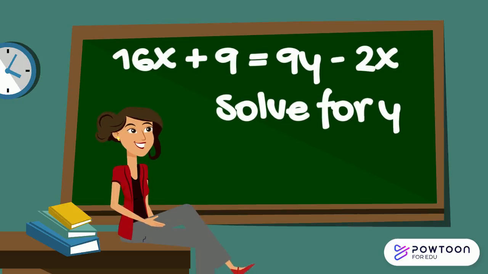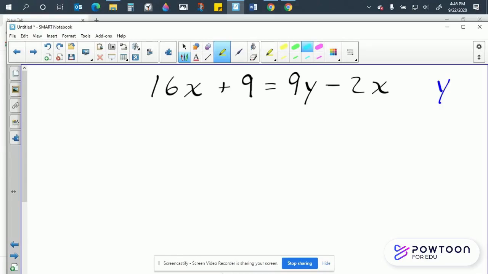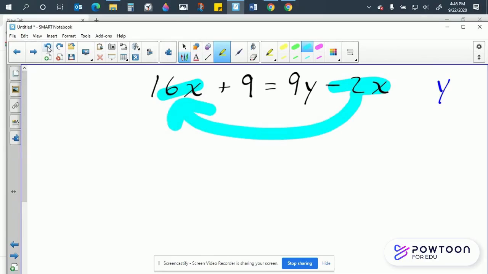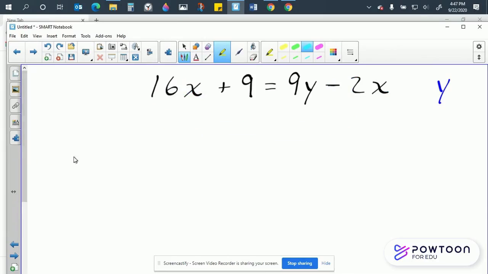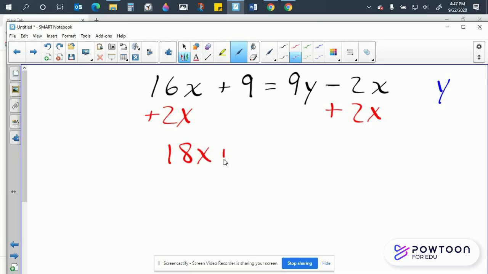Solve 16x plus 9 equals 9y minus 2x for y. As you'll notice, we have a minus 2x on this side and a 16x on this side. We're going to have to move the 2x over here, so we'll add 2x to both sides. This time we do have like terms. The 16x and the 2x will combine to make 18x plus 9 equals 9y.